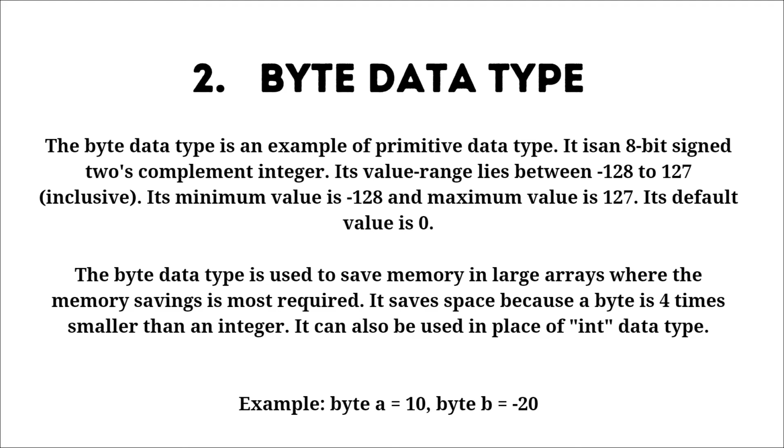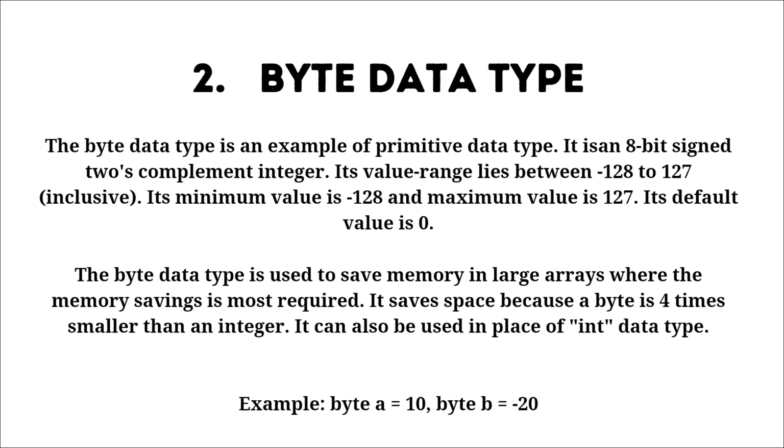The byte data type is used to save memory in large arrays where memory saving is most required. That is why we mostly use byte data types. It saves space because a byte is 4 times smaller than an integer. So as I have told you, we need this if we need to use small numbers. It can also be used in place of the int data type.